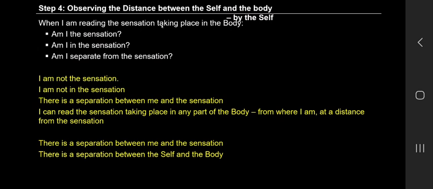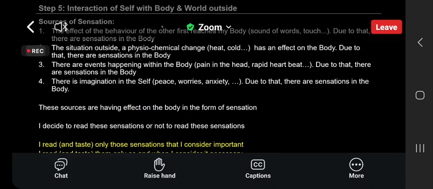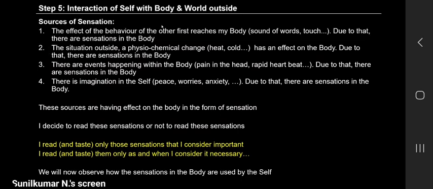Now in step 5, we are trying to see interaction of the self with body and world outside. So in step 5, I am reading sensation, its sources, and then I can see that I give meaning to sensations based on my sanskars.